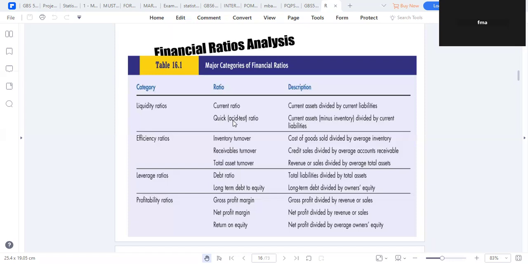So we also have the profitability ratios. They look at the gross profit margin. So we have what we call the gross profit divided by the revenues. The net profit margin is net profit divided by the revenues or sales. And we have the return on equity, which is simply net profit divided by average owner's equity.